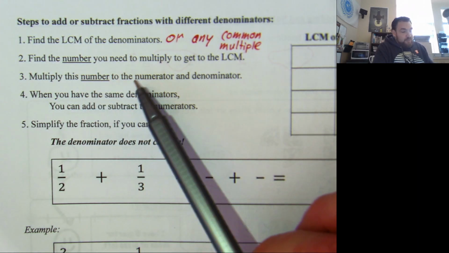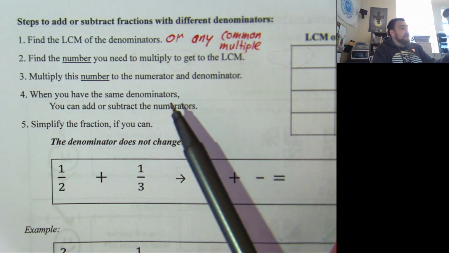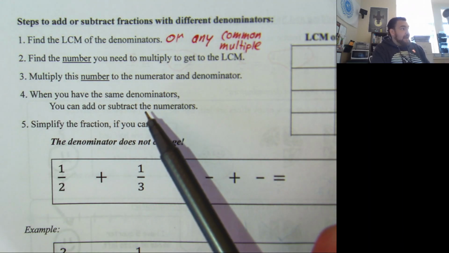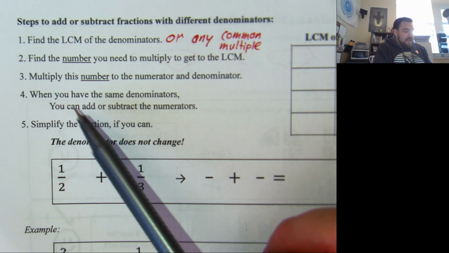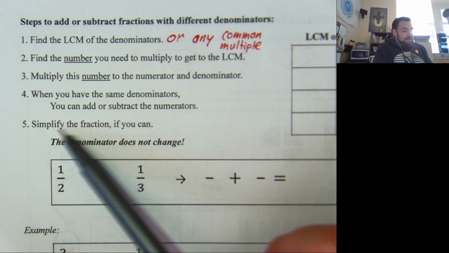Multiply this number to the numerator and the denominator. You have to do it to both. Just like simplifying, you had to be able to divide both, top and bottom. You have to multiply both top and bottom. And when you have the same denominators, you can add or subtract the numerators. Simplify if you can.